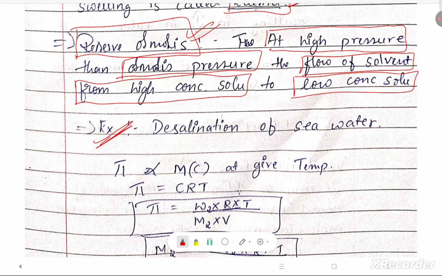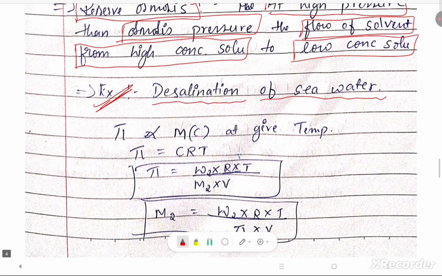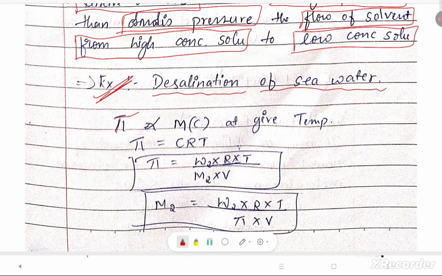Then the example or application is important. The application is desalination of sea water. Then osmotic pressure is directly proportional to molarity. If we elaborate this, you will get this important formula: osmotic pressure equals W2 into R into T by M2 into V.